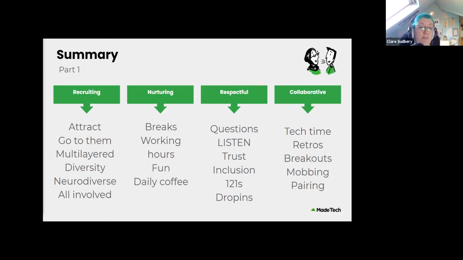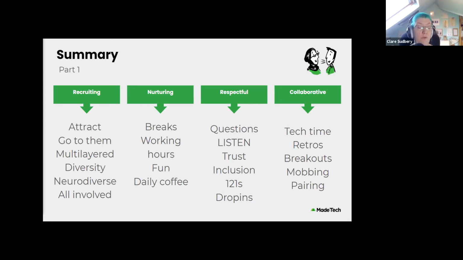Then during the academy, we're nurturing our engineers, we're giving them regular breaks, sensible working hours, encouraging them to have fun and scaffolding that for them, having daily coffee every morning. You don't have to drink coffee. We're being respectful towards them. We're encouraging them to ask questions. We're listening to them. We're trusting them. We're trying to make sure that it's inclusive.